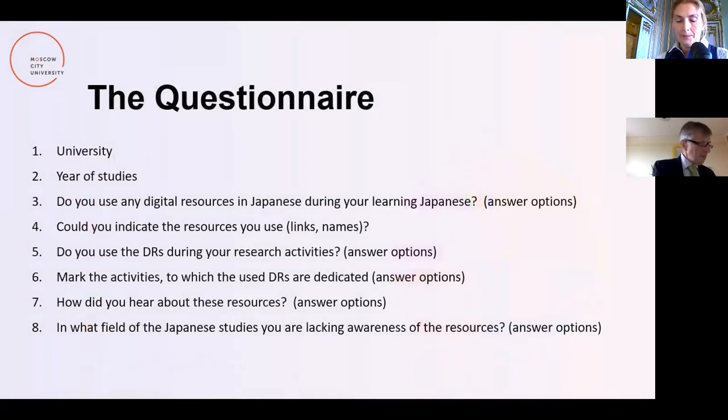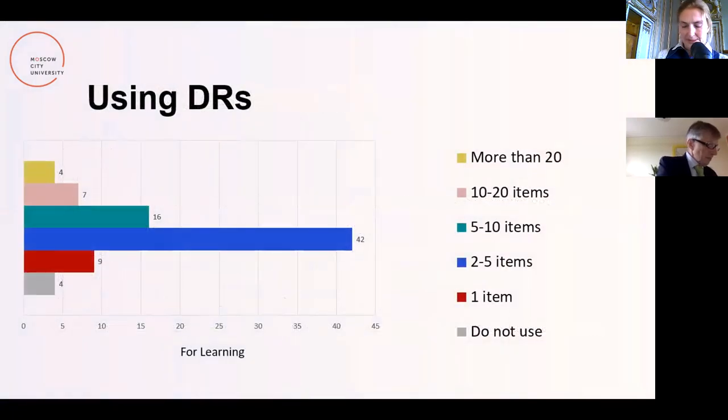The questionnaire was composed of questions that you may see on this slide. Mainly 2 topics were of interest to us: using digital resources for learning Japanese and for research activities, and how many sources are used by students. Next step, survey results. Here you can see number of resources used by the students.